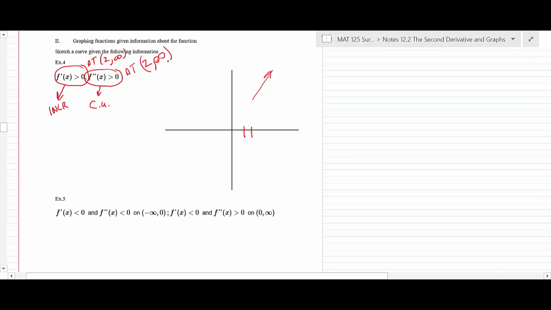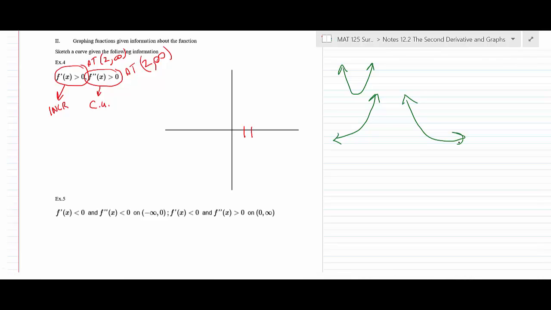Okay? Like that. So if you were doing that, there's only one way you could really draw this graph. You have to think about what concave up looks like. You could have a shape like this. That's concave up. You could also have a shape like this, or you could have a shape like this. But what has to happen is it has to be increasing and concave up. So which of these would it look like?